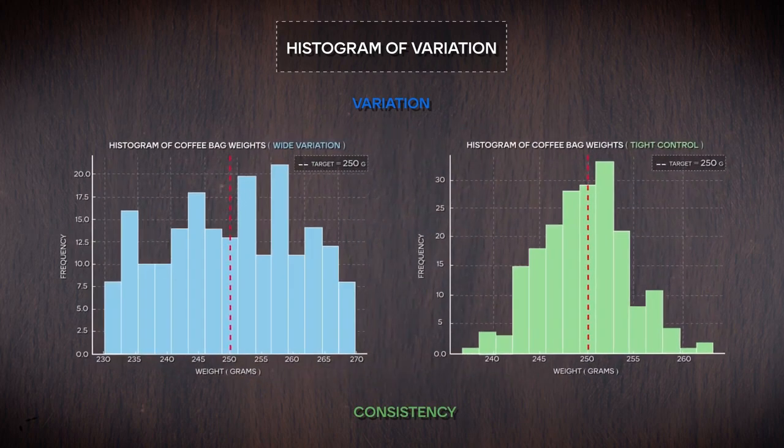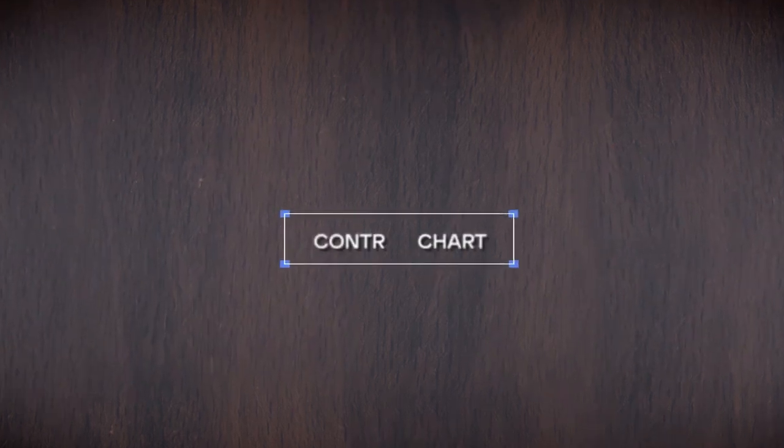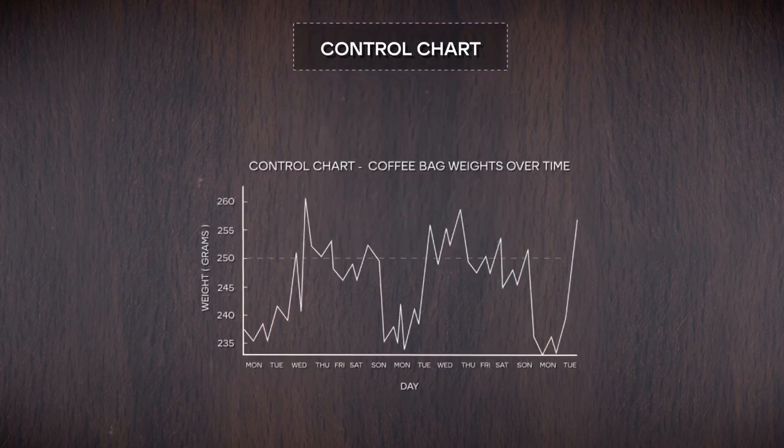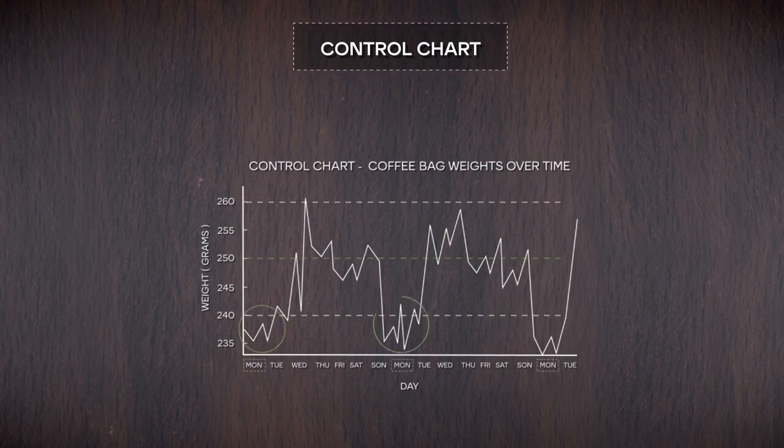Now, with the help of the histogram, we understand the range of variation we have in our process. But we need to know if this variation is predictable or unstable. That's where the control chart comes in. In the control chart, we plot bag weights over time, with upper and lower control limits, with let's say from 240 grams to 260 grams. Here's what we find. Every Monday morning, weights dip below the lower control limit. The control chart shows us the difference between random noise and a real process problem that requires action.